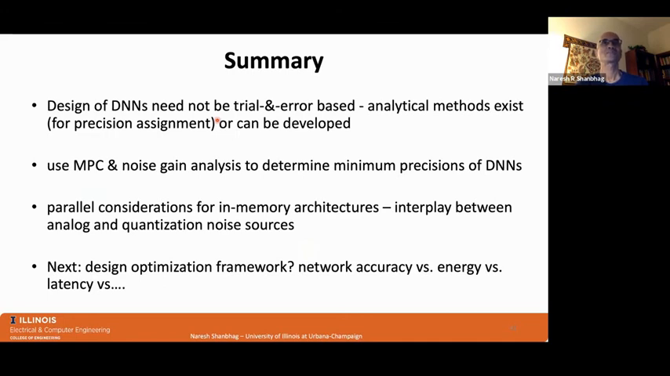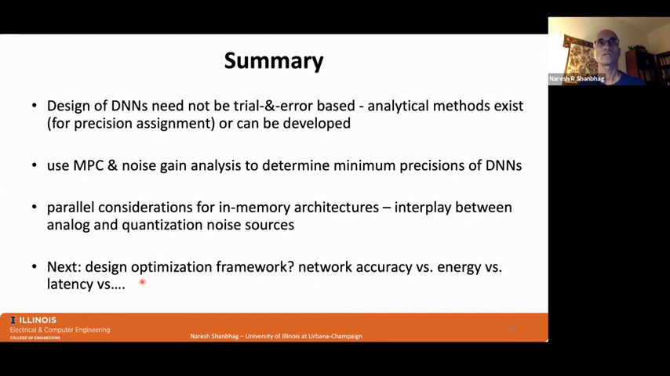Let me now just quickly summarize. The point I want to make here is that the design of fixed point DNNs, or finite precision DNNs, in fact, the design of DNNs, need not be based on trial and error. For precision assignment, at least, we have analytical methods to find those. I talked about minimum precision criteria and noise gain analysis that help us figure out the minimum precision requirements for DNNs. Using those analysis methods, we can also find the precision requirements for in-memory architectures. So all of these techniques are sitting out there.